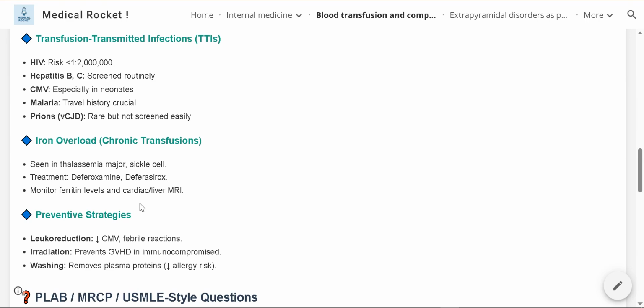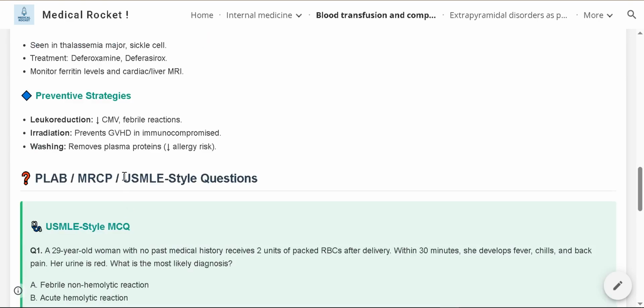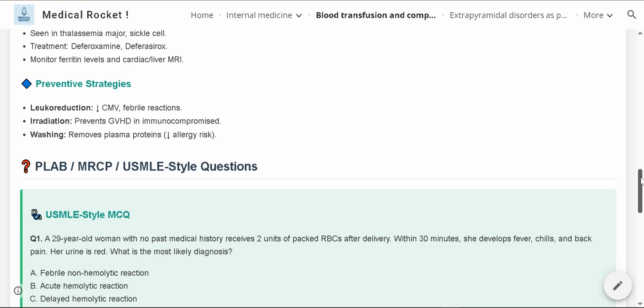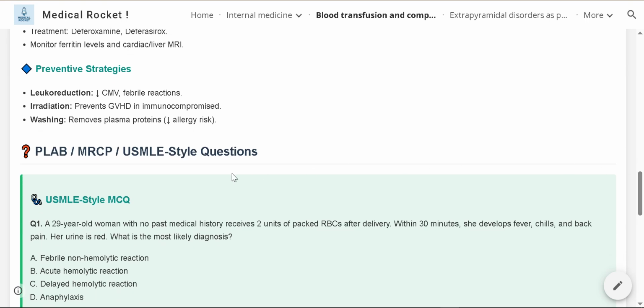And now, your preventive strategies. Leukoreduction reduces CMV transmission and febrile non-hemolytic reactions. Irradiation, essential for preventing graft versus host disease in immunocompromised patients. Washing blood products removes plasma proteins, lowers the risk of allergic reactions. Let's test your retention with high-yield PLAB, MRCP, and USMLE style questions on blood transfusion and its complications.